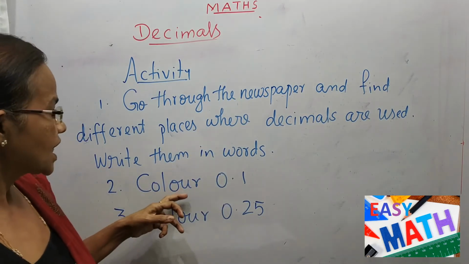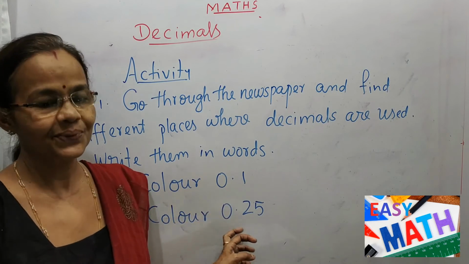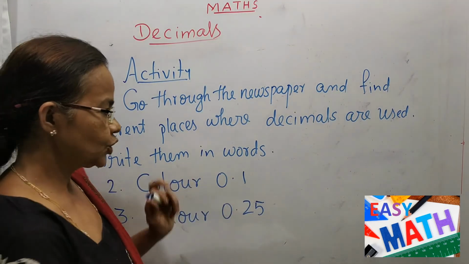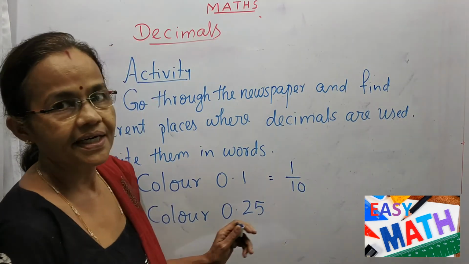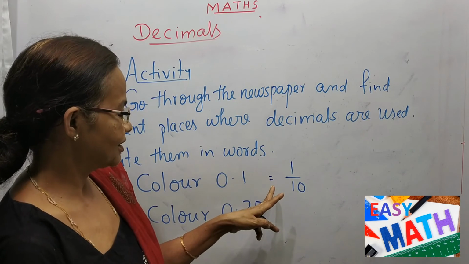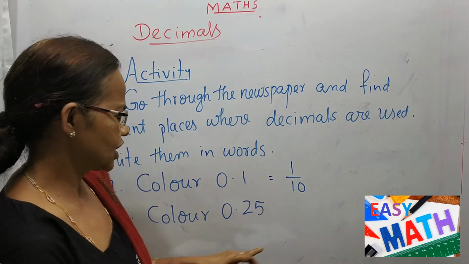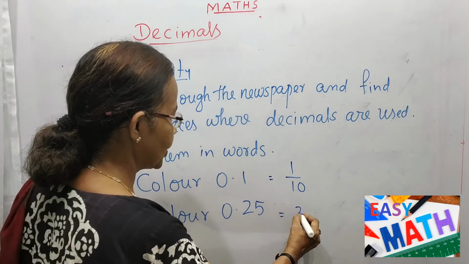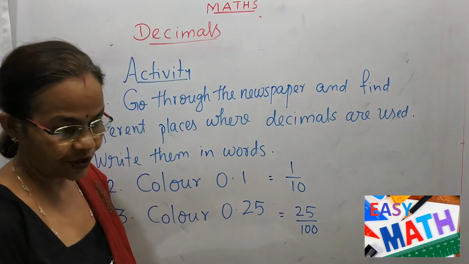The next is color 0.1 and color 0.25 that I will show you. The color 0.1 means 1/10. Okay. That is, you should color one part among the 10 equal parts. This means 25/100: 100 equal parts, 25 parts.